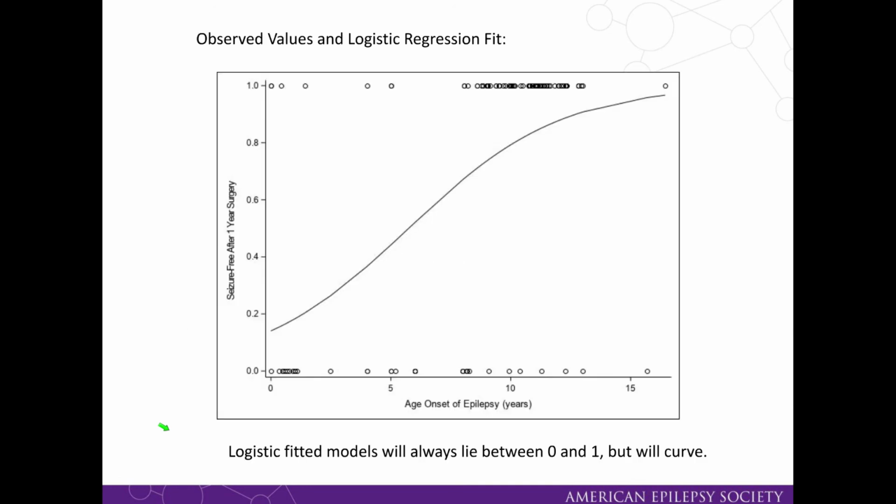Let's take a look and see what it really looks like. And this is really the proof of the pudding. You can see, at least for the data as I simulated it, as age of onset increases, you do tend to see more success up here and less success down here. But notice we're never going to break through that cap of 1 or the floor of 0. So logistic fitted models will always lie between 0 and 1, but they're going to curve. And that's why we go through all that trouble with the exponentials. Even as age of onset goes off to infinity, say, it's still going to be bounded above by 1 and below by 0.